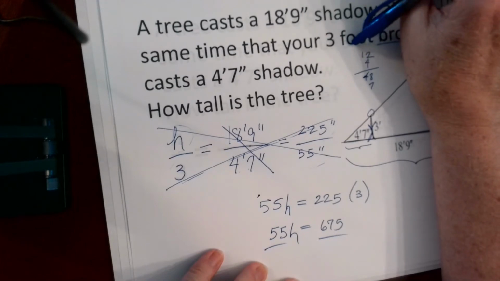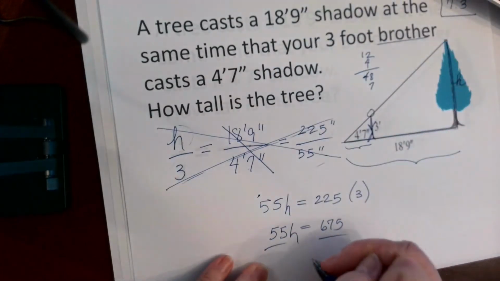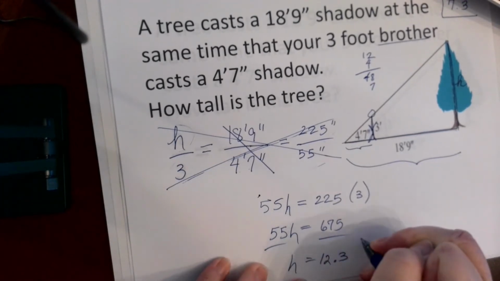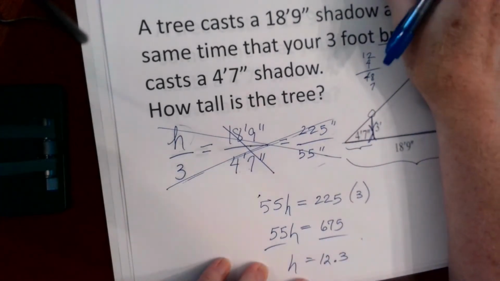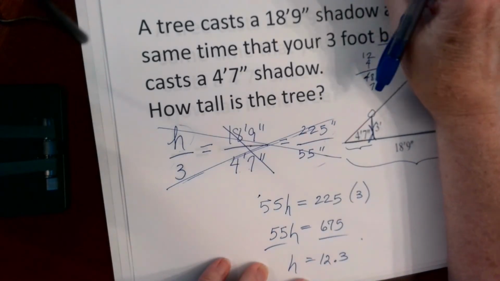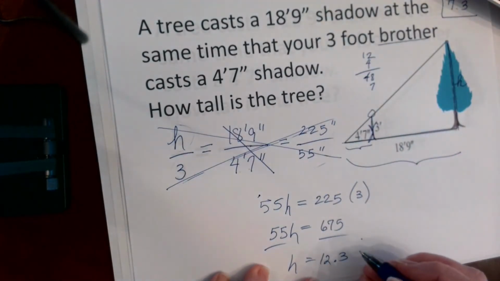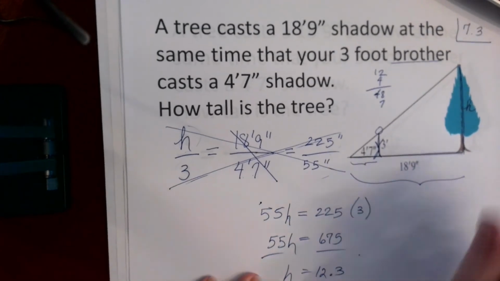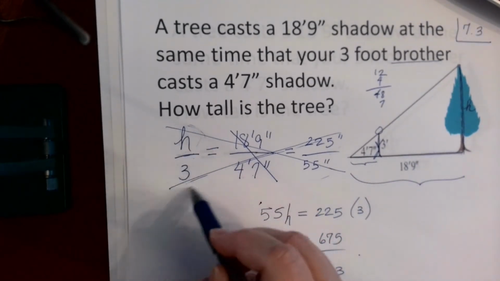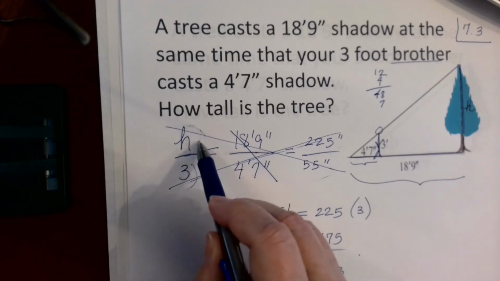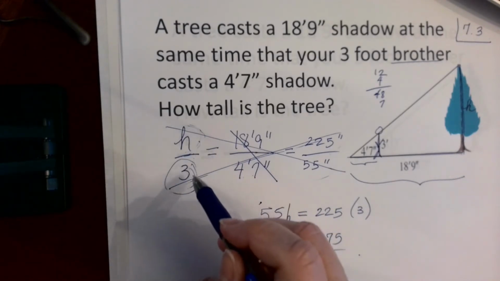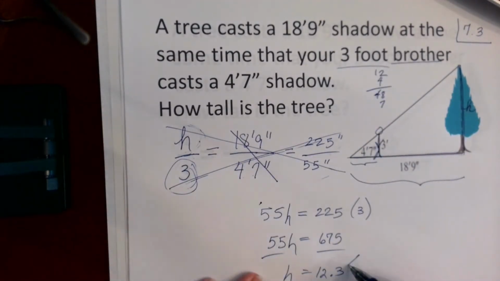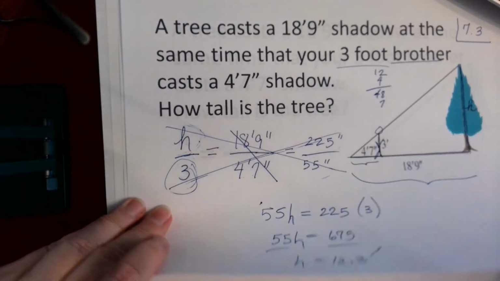The answer is 12.3 approximately. So the height of the tree is approximately 12.3 what? Feet or inches? Well, let's look at what we had back here. It was height of the tree to height of my brother. So the height of the tree will be the same measurement as the brother's being measured with, and that was feet. So it's 12.3 feet.